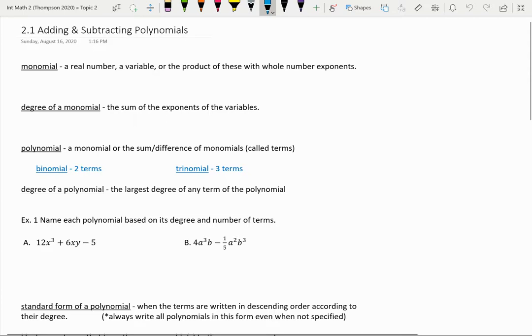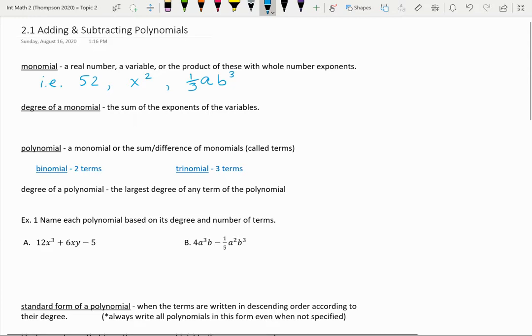A monomial is a real number, a variable, or the product of these with whole number exponents. For example, some may look like just a regular number, a real number. Could look like just something with a variable and no number. Or it could be a product or a combination of these. So like maybe 1/3 ab cubed. So those are all monomials.